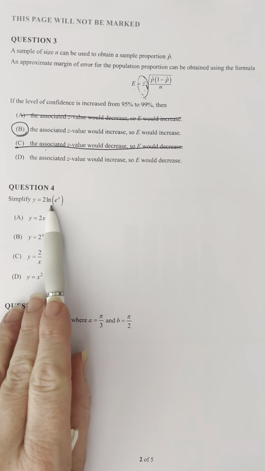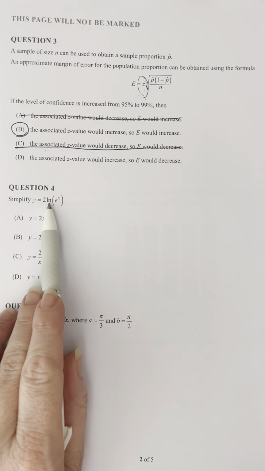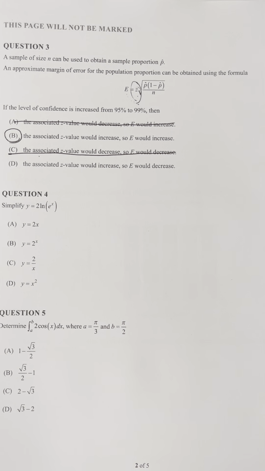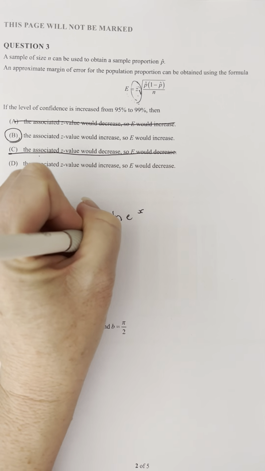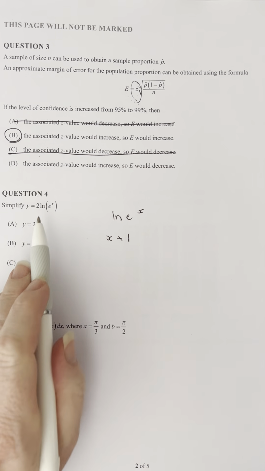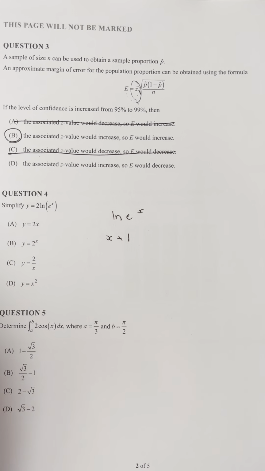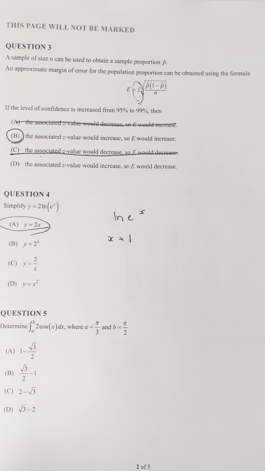Question 4, we're simplifying y equals 2 ln e to the x. Now we know if we've got ln e to the x, we would bring down that x. Ln of e is 1. We've got 2 lots of that. 2 times x is 2x. So our answer for question 4 was the answer A.